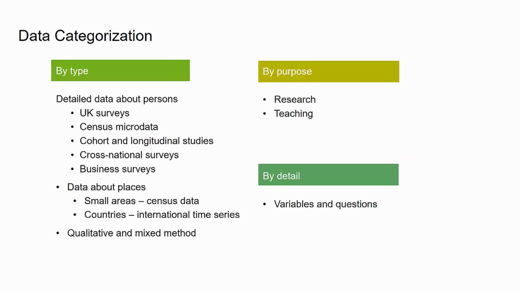So before we get stuck into the data types mentioned on the previous slide and how to access them, I'd like to touch on data categorization quickly. There are various ways we categorize data. One of these is by type. Data on persons in the form of surveys, data on places such as census data for small areas or international time series data for countries. Finally, qualitative data and mixed methods data.